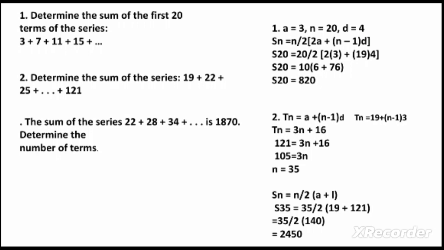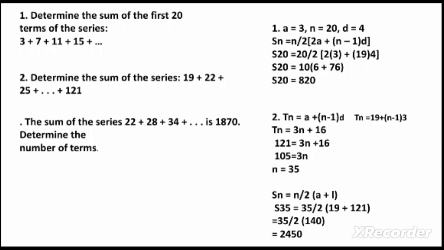Now we have the number of terms. Let's find our sum. Sn equals n divided by 2, close bracket, open bracket, a, which is the first term, plus the last term. Substitute n, 35, we got it, divided by 2. a, it is 19, plus 301.